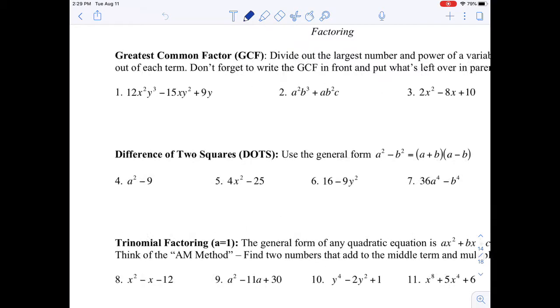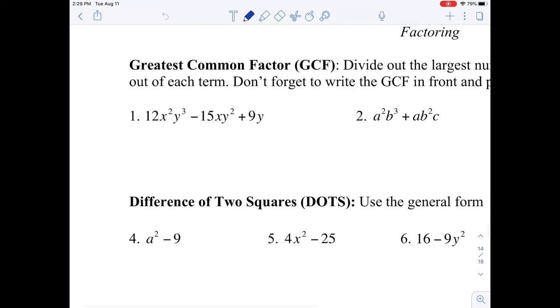So we'll start with the easiest kind of factoring, which is called greatest common factor. And what you're looking for is the greatest number that divides evenly into every coefficient of every term in that polynomial. What's the highest power of any variable that goes into every term? And then obviously you want to divide that out. So as you take a look at the first example, 12x squared y cubed minus 15xy squared plus 9y.